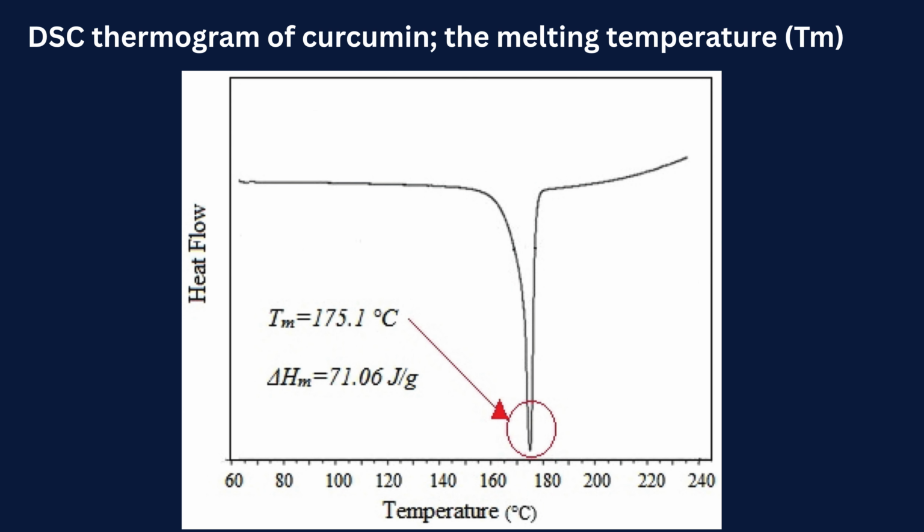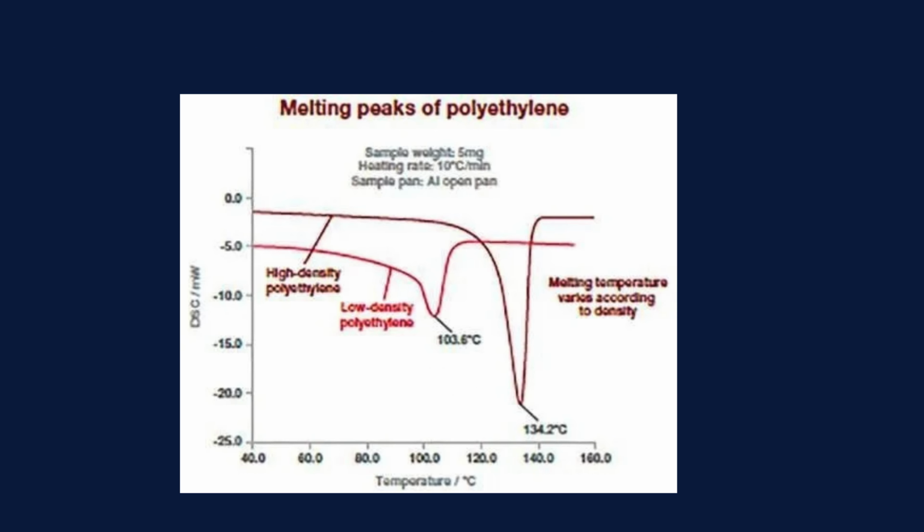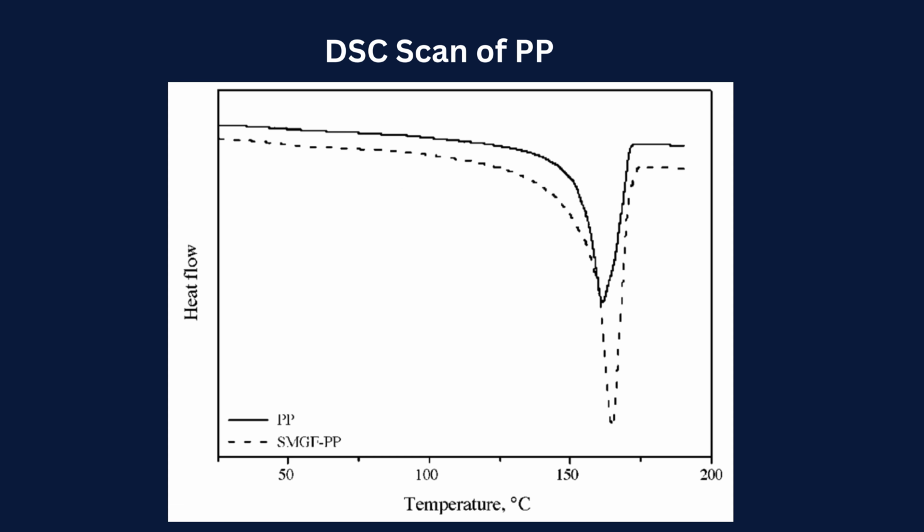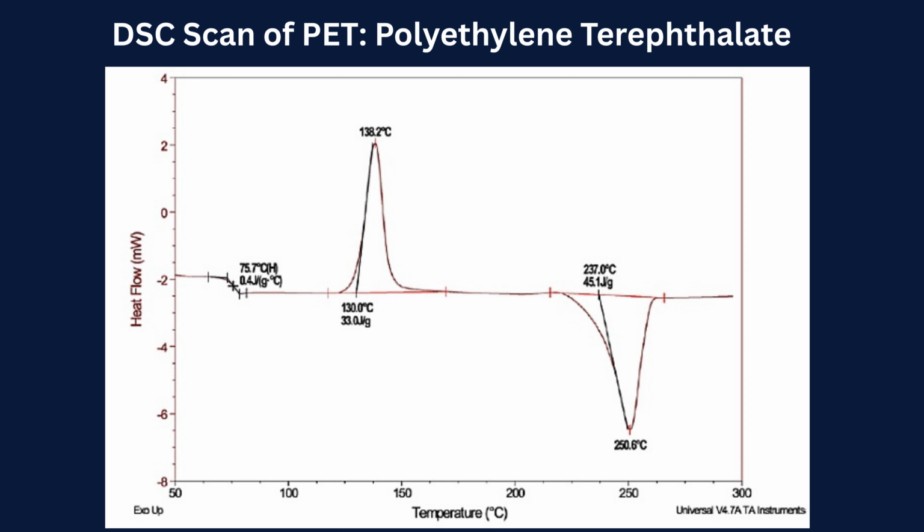Melting temperature, Tm. Melting corresponds to the transformation of crystalline regions into a liquid phase. The process appears as an endothermic peak whose position indicates melting temperature and whose area represents the enthalpy of fusion. Examples include polyethylene, PE, 110 to 140 degrees Celsius, polypropylene, PP, 160 to 170 degrees Celsius, polyethylene terephthalate, PET, 240 to 260 degrees Celsius.